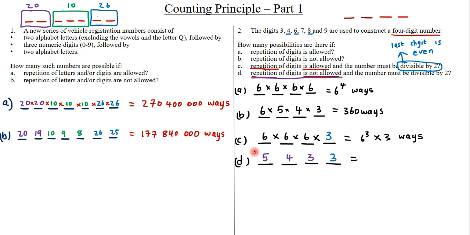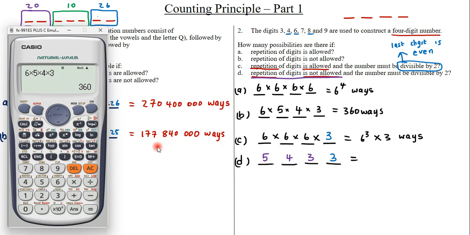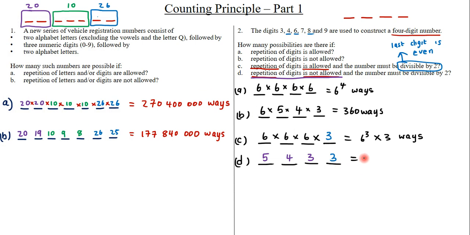So now we're just going to multiply everything together. So 5 times 4 times 3 times 3. And that will be 180. And our answer will be 180 ways.